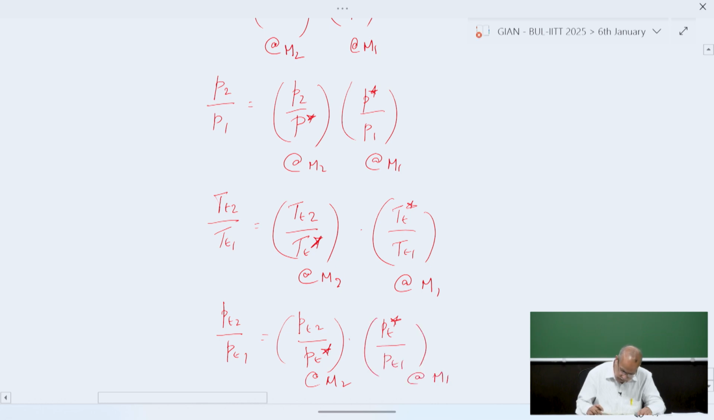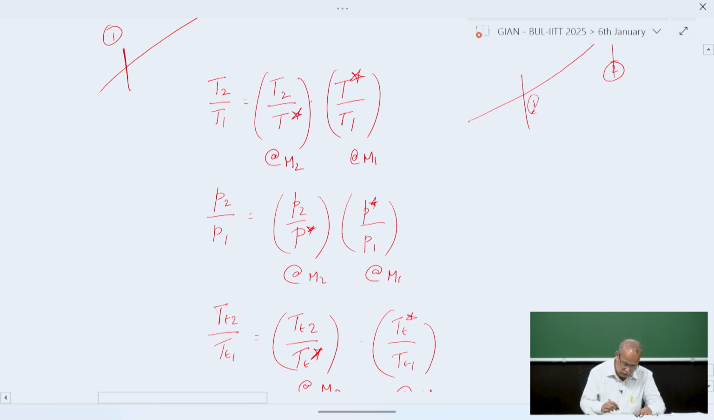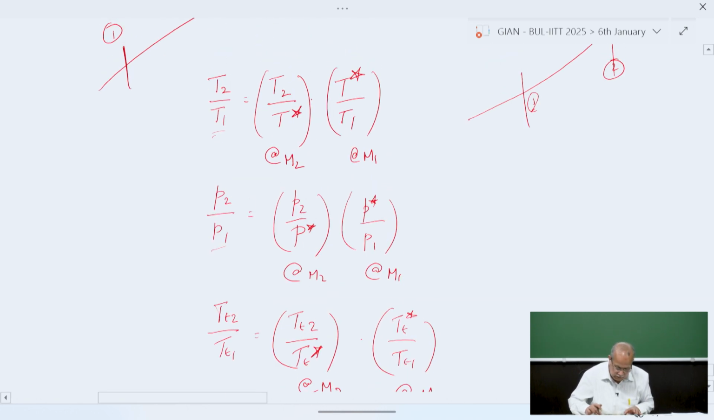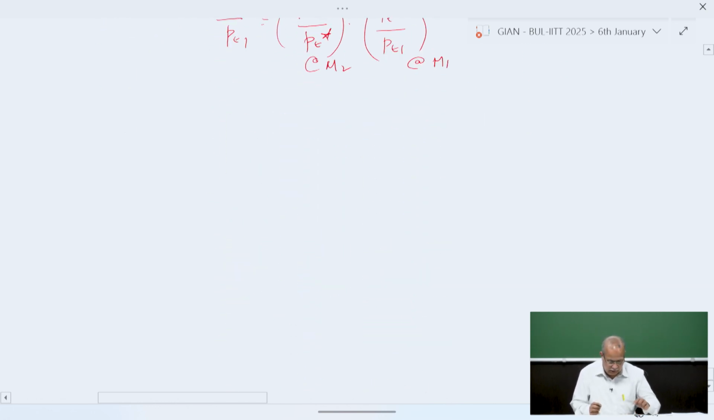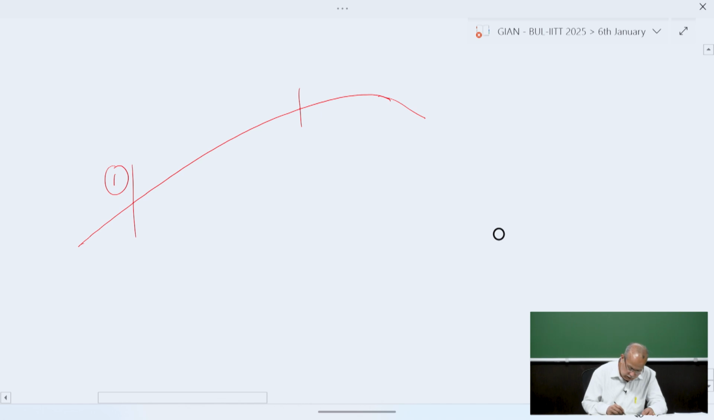In a similar way, we can find what is T2 if T1 is known, what is P2 if P1 is known, and what are TT2 and PT2 if the initial properties entering the combustor are known. That is calculated from the Rayleigh theory. All these things that you see here are the Rayleigh theory. Now, finally, here is the charge that enters into the combustor. So here is the combustor.